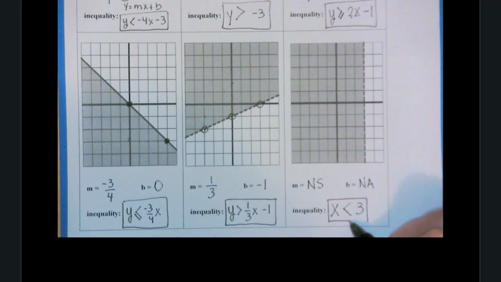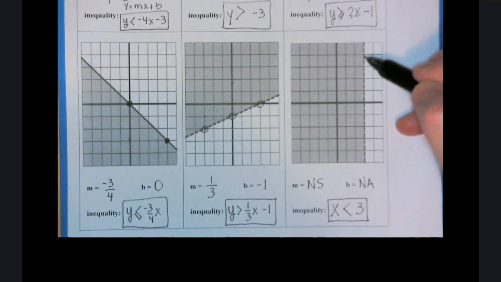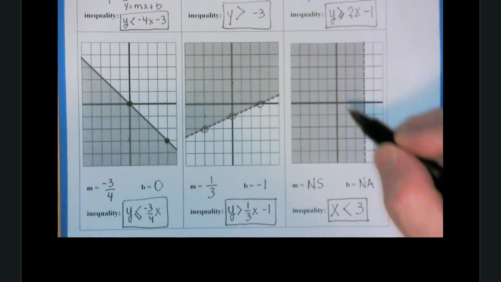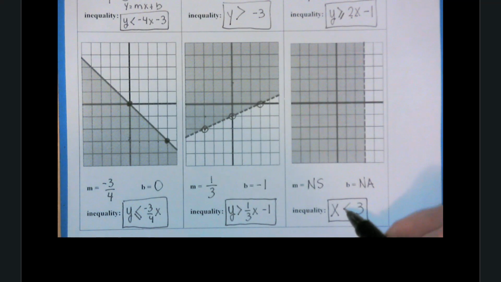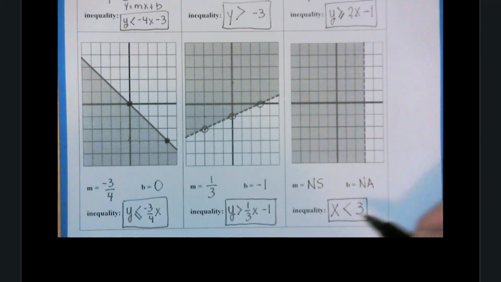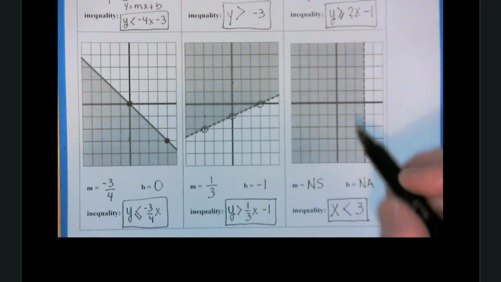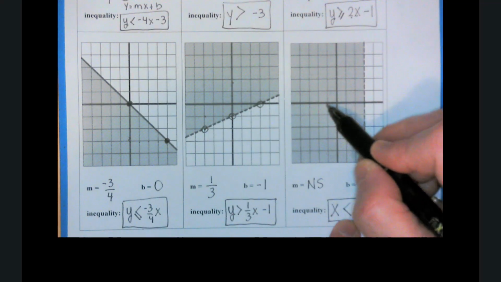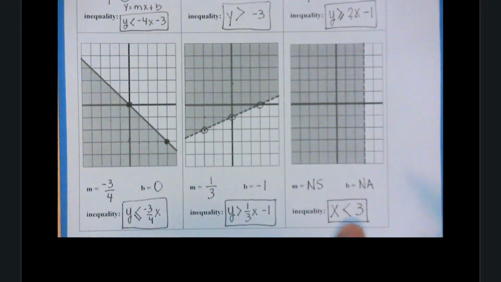Please remember, if the line is vertical, the symbol basically just points to where to shade. So if it's shading this way, it's pointing to that direction. If you're shading this way, it's going to be pointing to the right, okay? In other words, here's 3, okay? I'm going to shade on the side the axis is less than 3, which should be over here, okay?